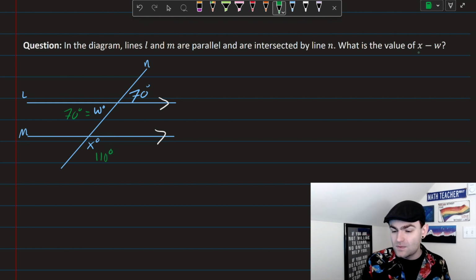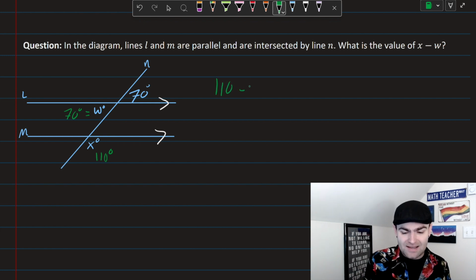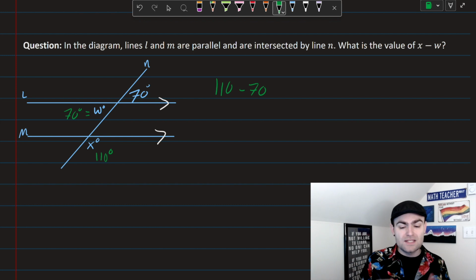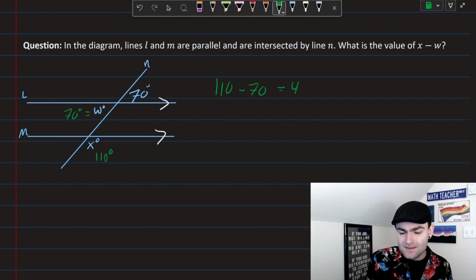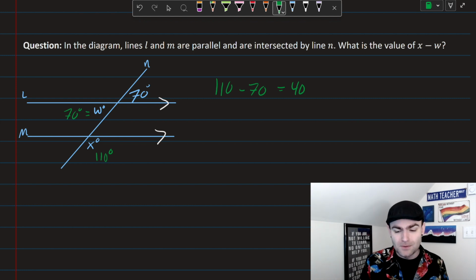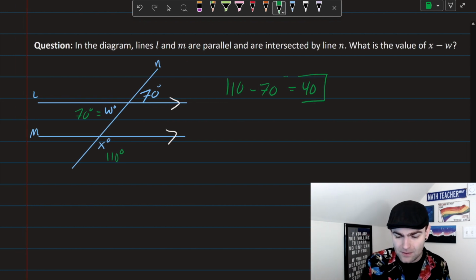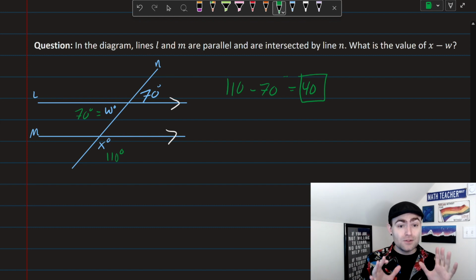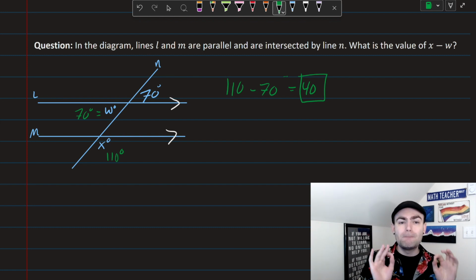And then we are asked, what is x minus w? Well, x is 110 minus 70. Well, 70 plus 30 is 100, so plus another 10 more gets us 40 is the difference between the two. And that would be our answer. So not too bad. A lot of memorization though, but it makes sense.